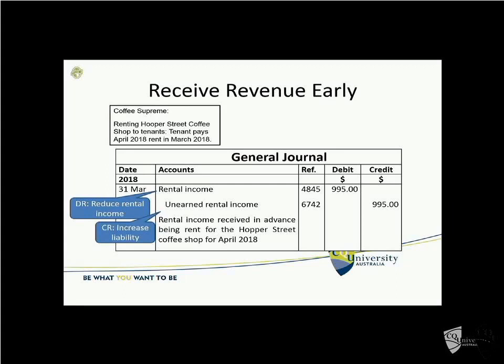Why is unearned rental income a liability? Well, we have an obligation today to provide that coffee shop space to the tenants of the Hopper Street Cafe in April. And they don't need to pay us anything for it because they already have. So we've got to forego some economic benefit, giving them the coffee shop to use for a month without having to pay us any cash in the future. So rental income received in advance, being rent for the Hopper Street coffee shop for April 2018. So we've reduced the revenue in that period.